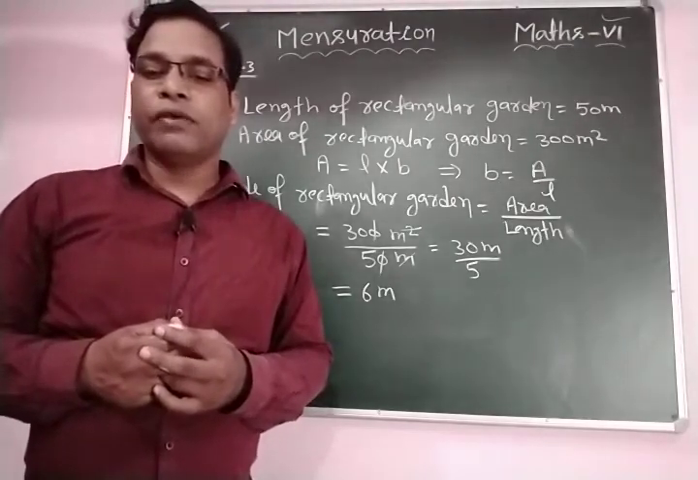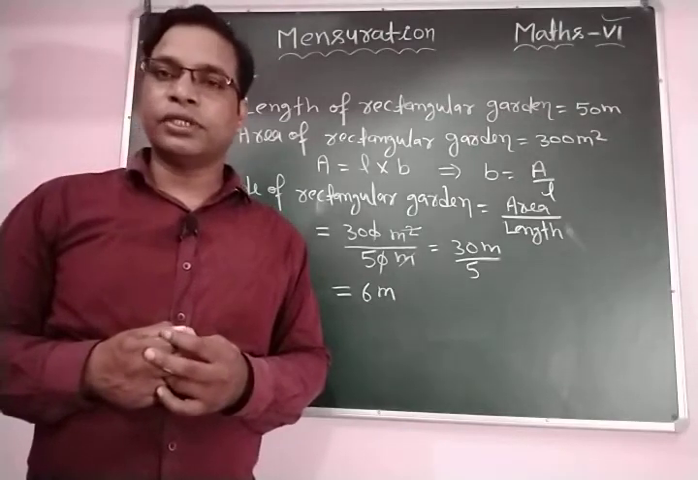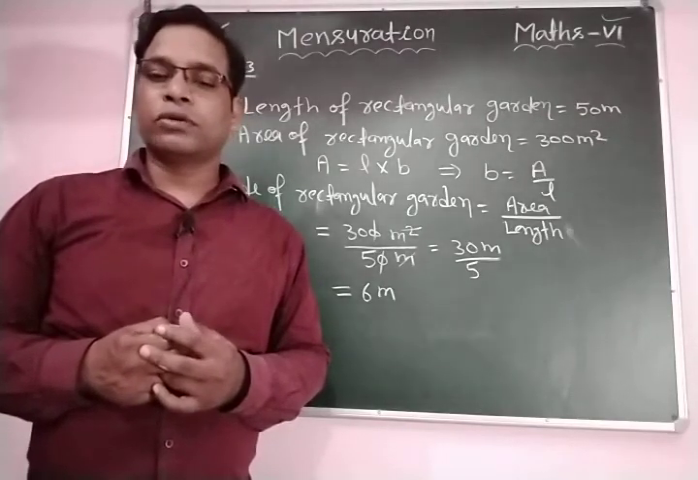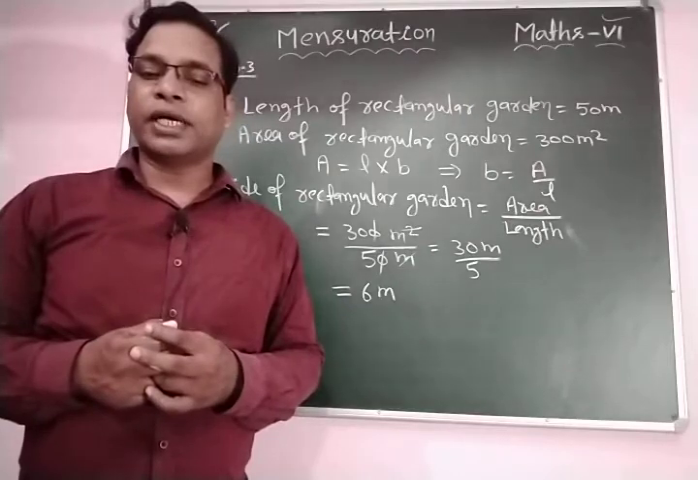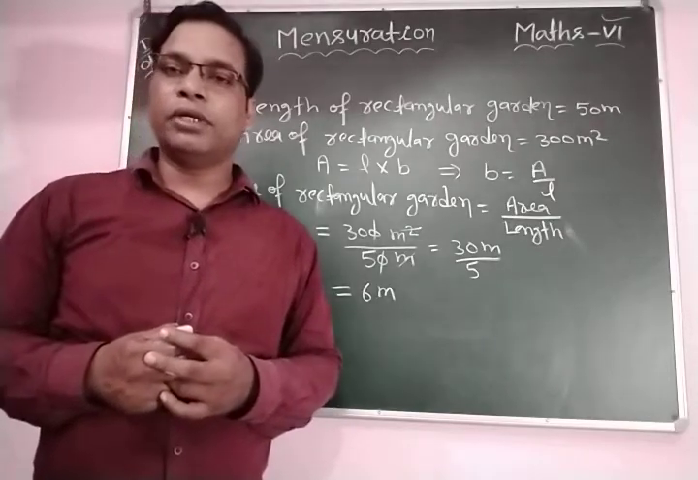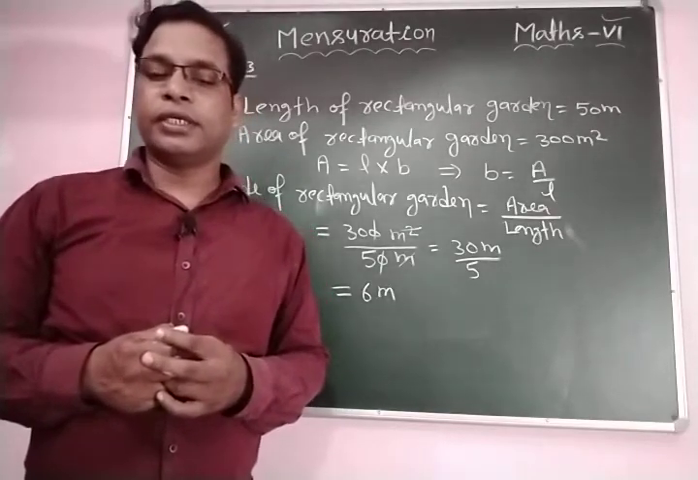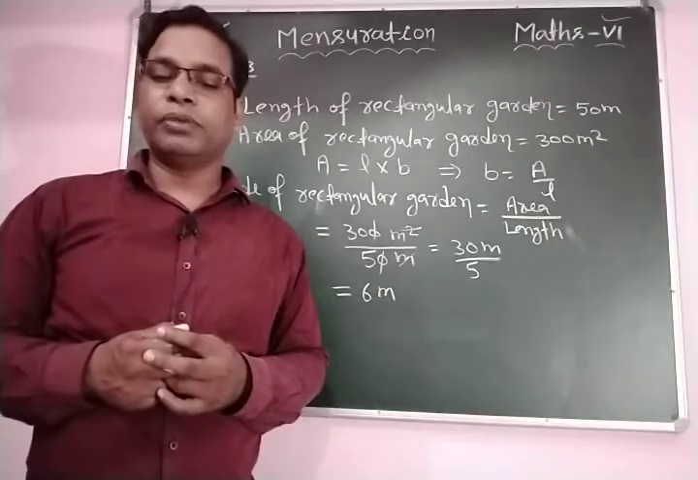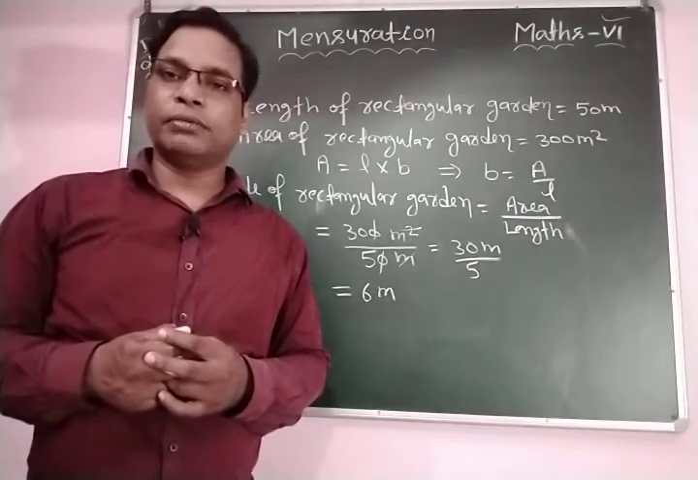Now we are going to discuss the next question, question number 5. Question number 5: what is the cost of tiling a rectangular plot of land 50 meter long and 200 meter wide at the rate of 8 rupees per 100 square meters.